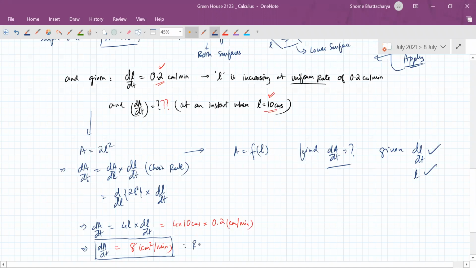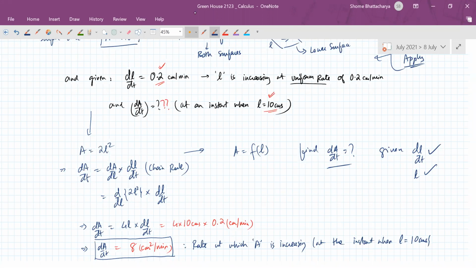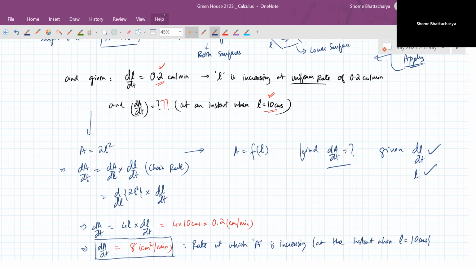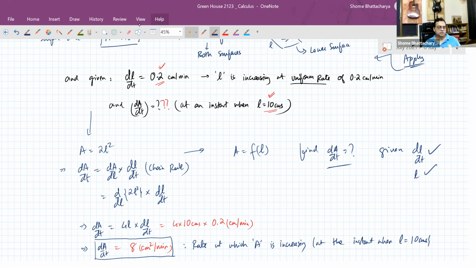So this is the rate at which A is increasing at the instant when L is equal to 10 centimeters. Okay, so this is a very important type of application of differential calculus.